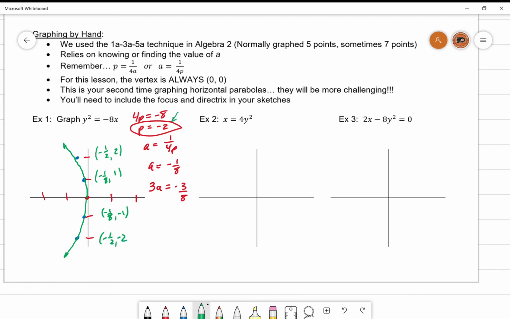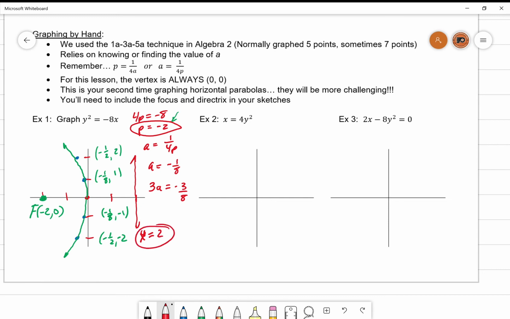And we go back up for p. P is going to be the direction to get to my focus, which is capital F, and it will be at negative 2, 0. And going back to red, here's my directrix back here on the right side, and it is a vertical line, so x equals 2.